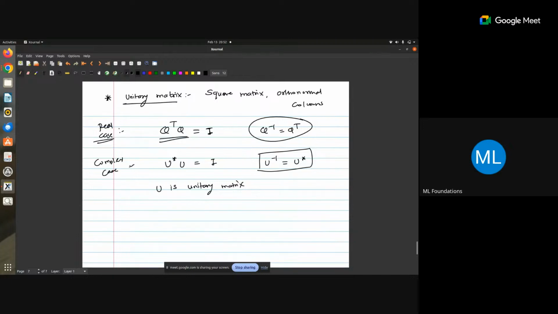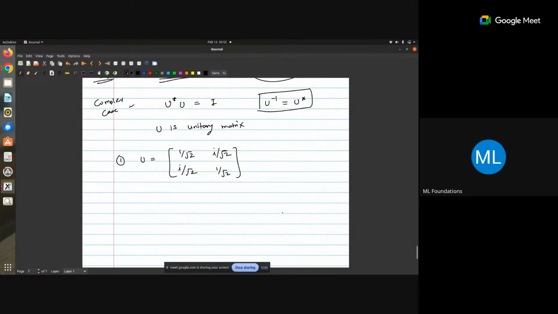How do we see that? Maybe we'll take the same example from the lectures and try to see whether we have understood it properly or not. So if you have a U matrix with entries 1 by root 2, i by root 2, i by root 2 and 1 by root 2, is it a unitary matrix or not?